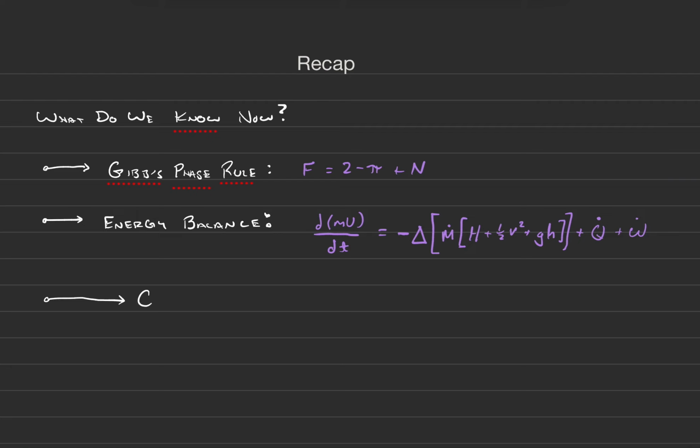we have a closed system balance that's simplified down to the change in internal energy is going to be equal to the differential amount of heat added to the system plus the differential amount of work done on the system. And then we had another one that was for the open system at steady state.